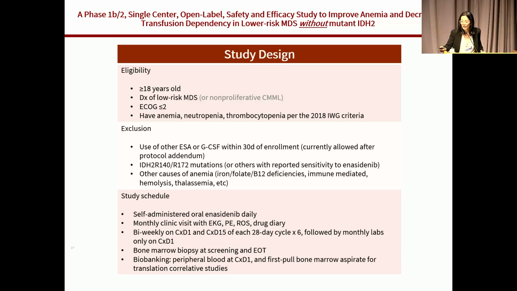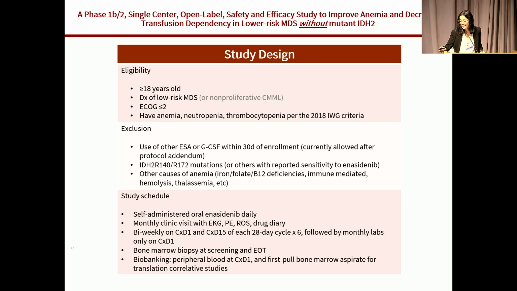And as you can see, the eligibility is pretty generic and broad in that you just have to be an adult with lower risk MDS, I should say lower, not low risk, with fairly good performance status and have anemia, neutropenia, or thrombocytopenia by the IWG criteria. You were excluded if you had the IDH2 stereotypical canonical mutations, mostly because that would affect the readout of the trial accurately and bias the response to those with an IDH2 mutation. And of course, you can't have anemia due to other causes.